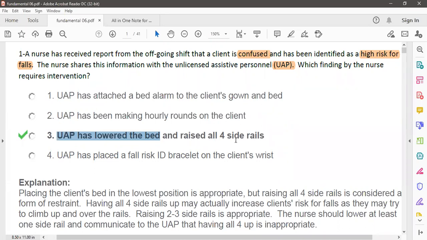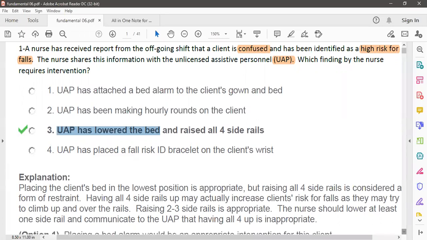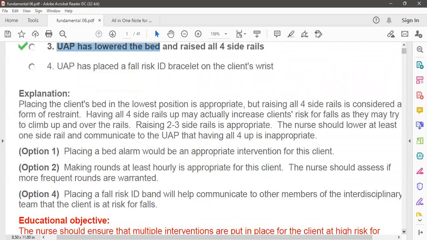Raising all 4 sides indicates restraint. So as an RN, you have to educate your UAP that they are doing something wrong. Number 4, the UAP has placed the fall risk ID bracelet on the client's wrist. Nothing wrong, okay? And let me read their explanation.